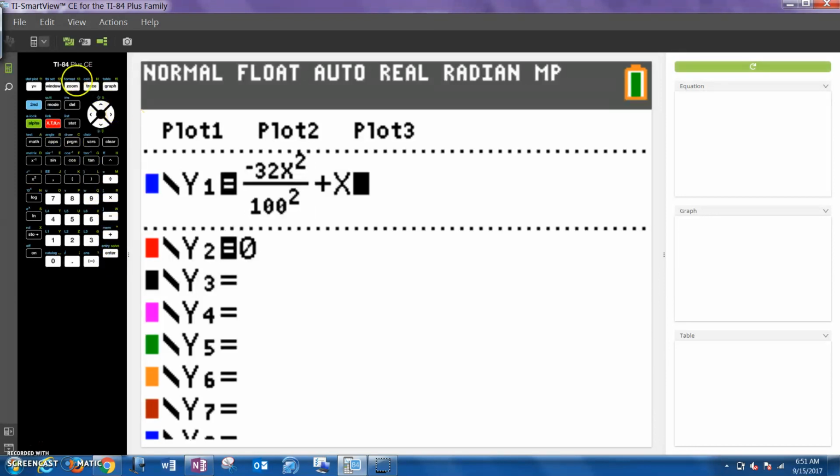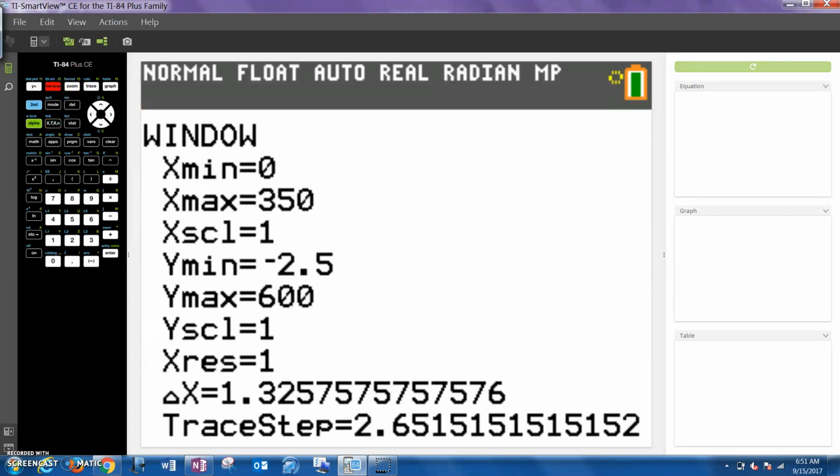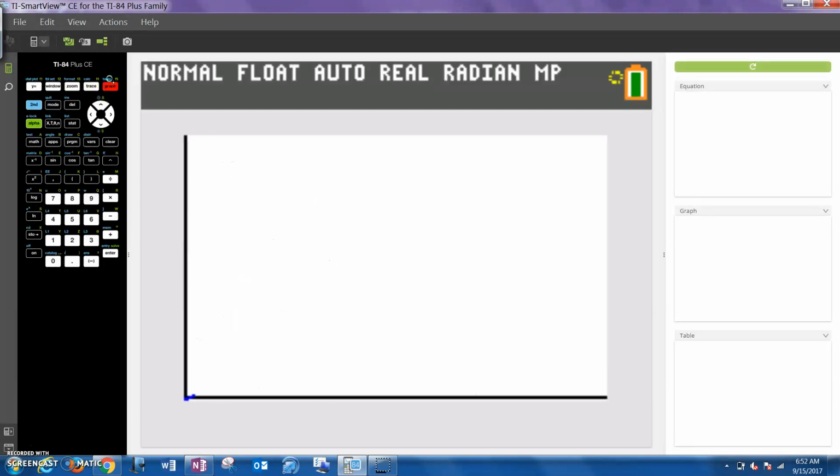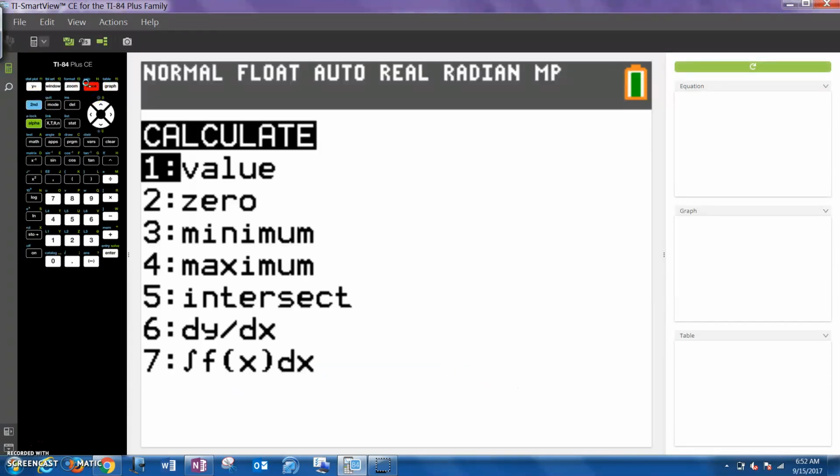Okay, so now we have to go to our window first of all. We know our window needs to be, oh, it's already set up for this, so I must have done this recently. You make your xmin the minimum of the domain, your xmax 350, and then I just chose a random value. For ymin I made it a little bit below 0 so I could find the 0 if I need to. And then for the xmax, I just picked 600 to guess. And then I hit graph. Alright, 600 might have been a little too high, but at least I still see it. So it says at what horizontal distance is the height of the projectile maximum. So for this one we're going to do second trace maximum.